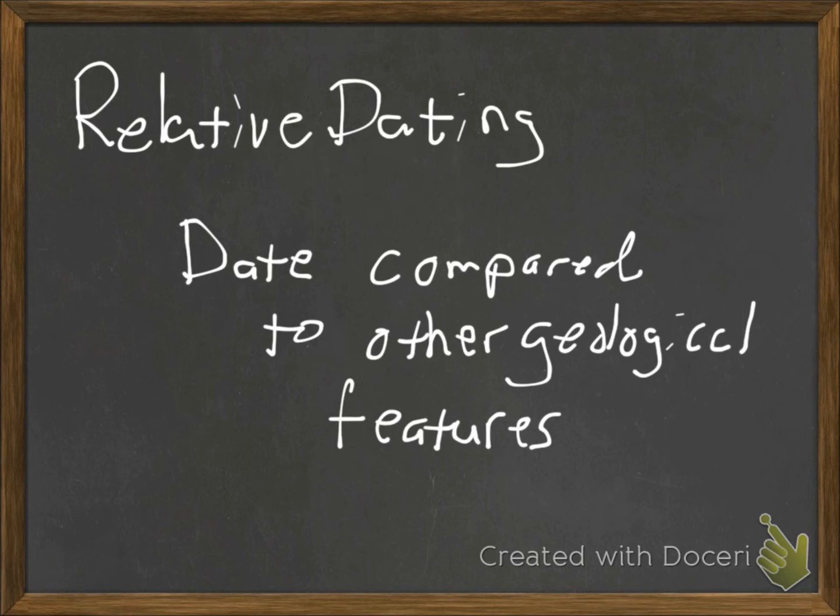But right now we're just trying to date something compared to another rock or something in the surface. And there are 6 principles that we will use in order to accomplish this dating. So let's go through them.